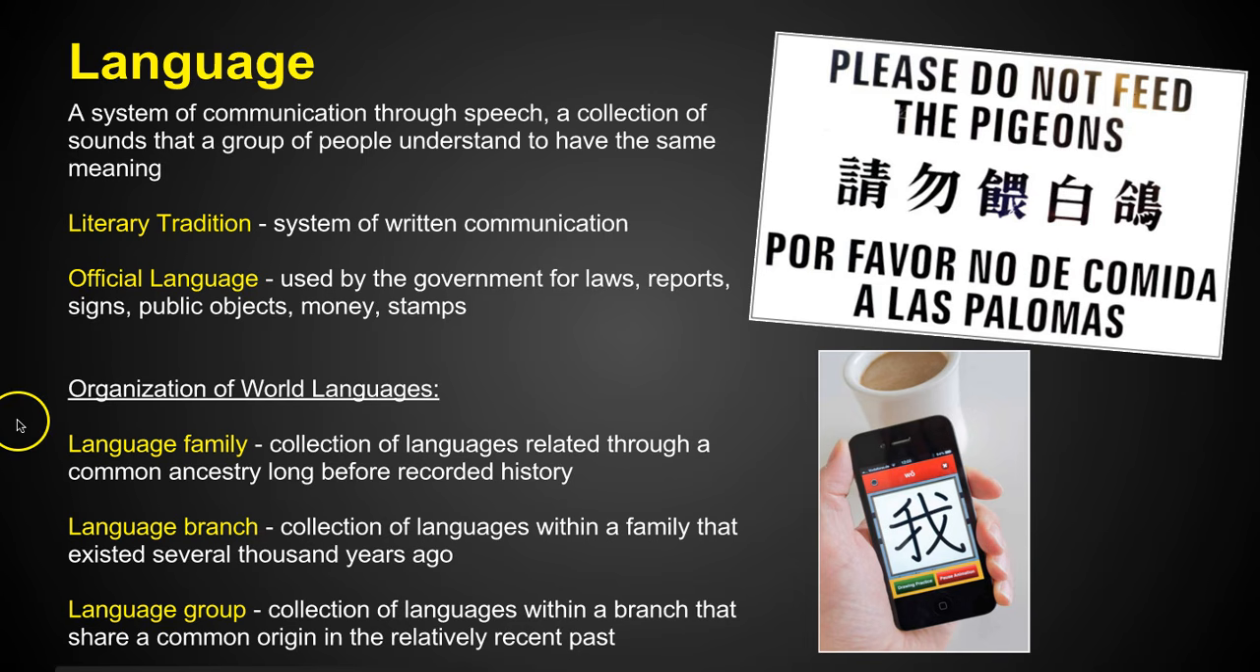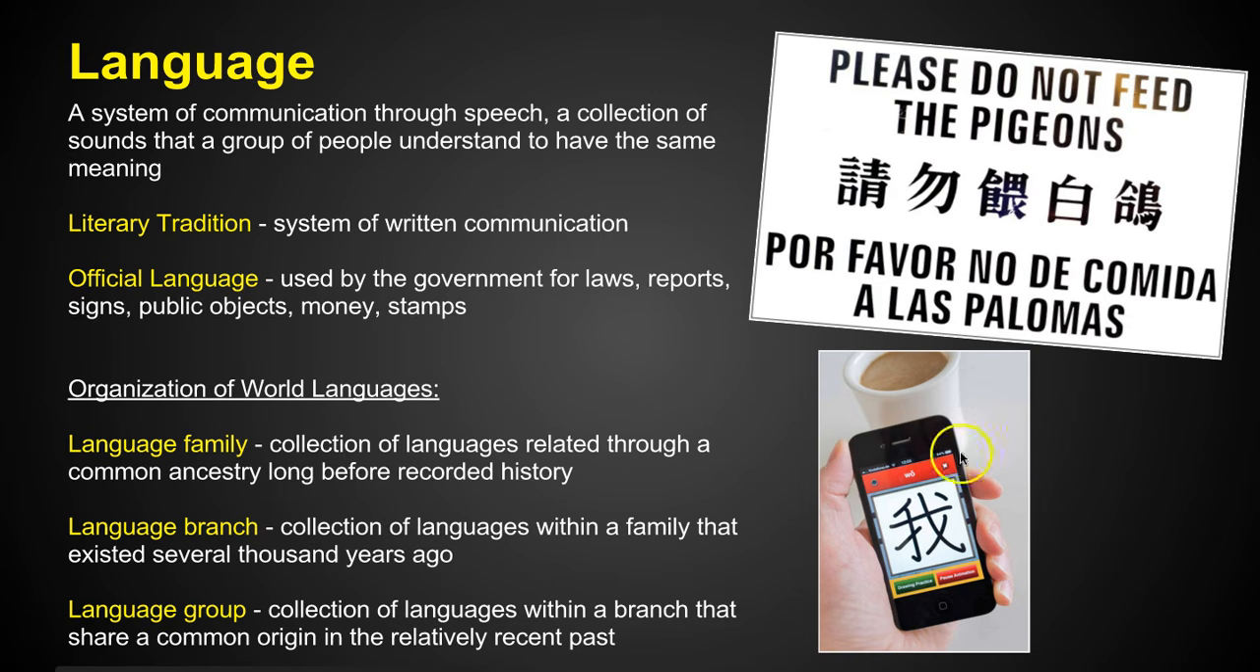When we look at our organization of world languages, we've got a language family, which is a collection of languages related through a common ancestry long before recorded history. So way back in the day, language families started to develop. We move down from there. If you're thinking about a tree, you move down from the family, or the trunk of the tree, to the branch, which would be the language branch. This is a collection of languages within a family that existed several thousand years ago. So we're progressing through history and getting more specific. And then finally we move to a language group, which is very specific. It's a collection of languages within a branch that share a common origin in the relatively recent past.